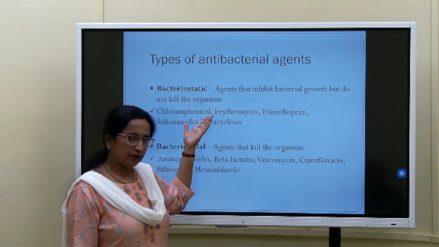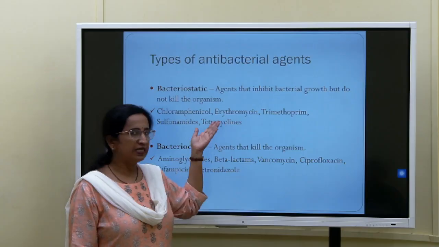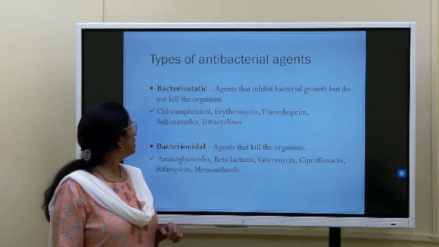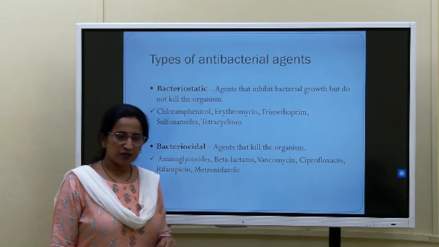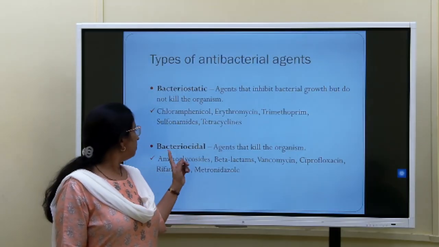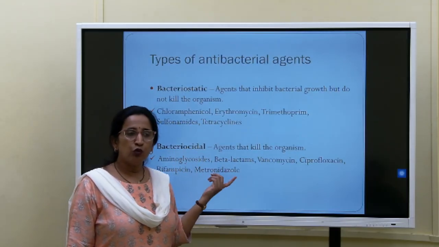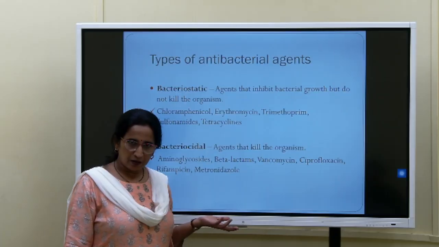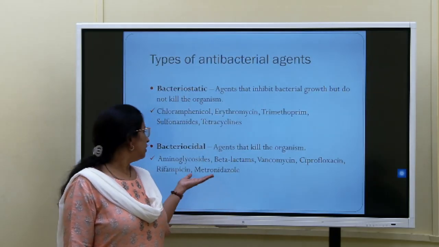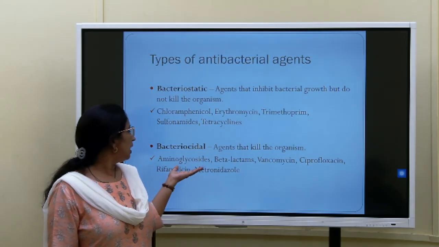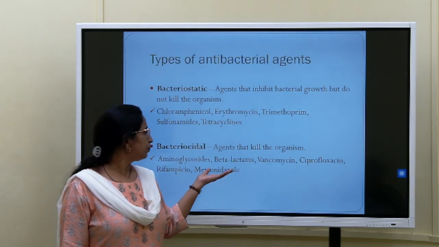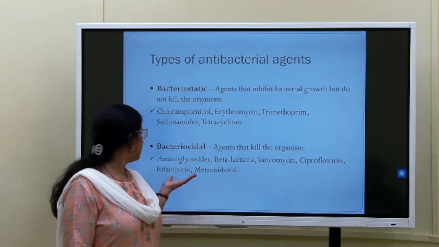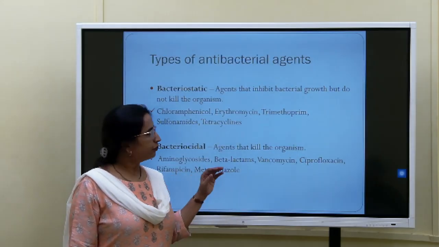Under this you have many antibiotics. Some of the examples are chloramphenicol, erythromycin, trimethoprim, sulfonamides and tetracyclines. On the other hand, bactericidal agents are those which actively kill the organism. In these also there are many antibiotics under this group. Those are the aminoglycosides like streptomycin, the beta-lactams, that is the penicillins, vancomycin, ciprofloxacin, rifampicin and metronidazole.